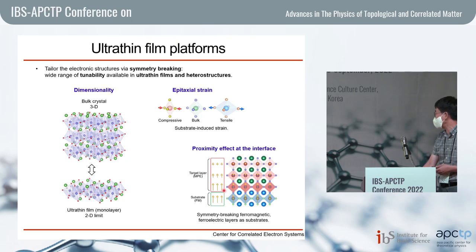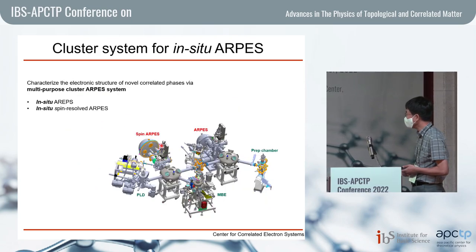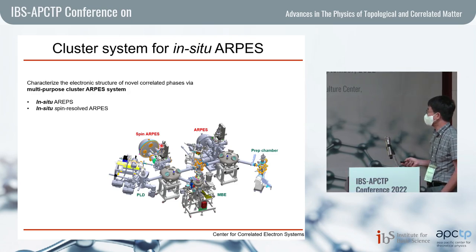Or, this is something we haven't done yet, but this is one direction we are trying to go, we can use a proximity effect. For example, if you grow your system on a ferromagnetic substrate, then you can induce ferromagnetism in the 2D system. So this is what I had in mind when I joined the group, and we moved into the business of ultra-thin film. So to do that, we built, with the support of IBS, a cluster system for in situ ARPES.